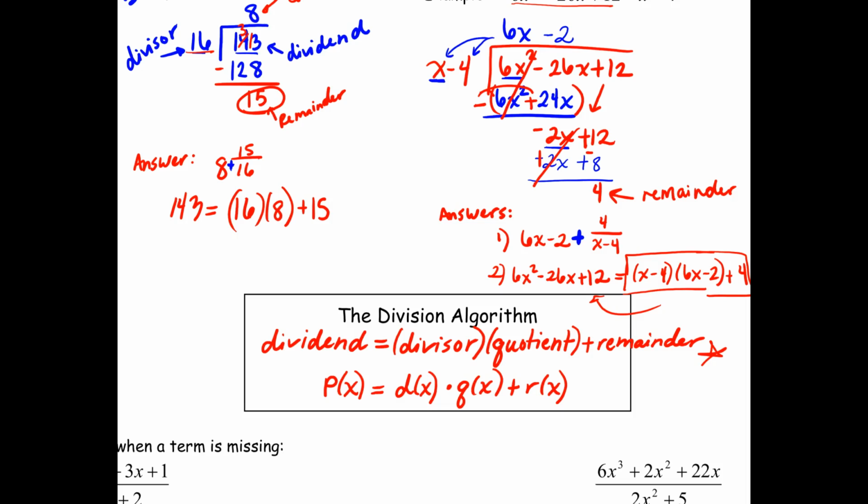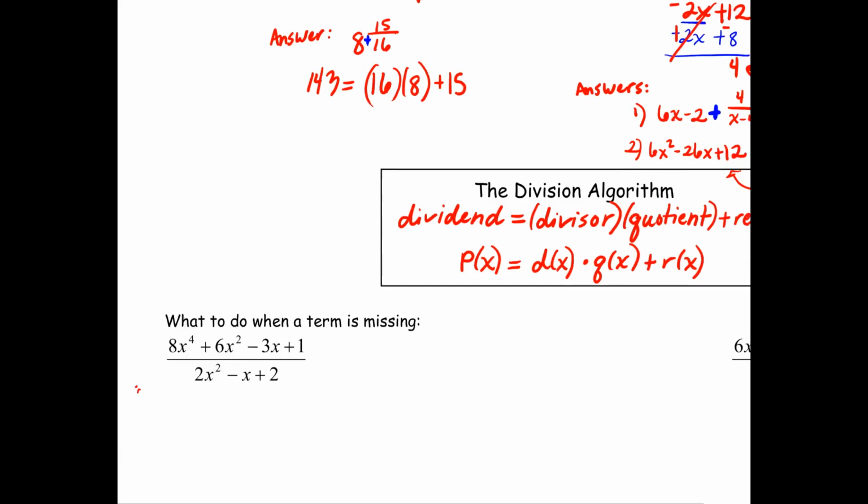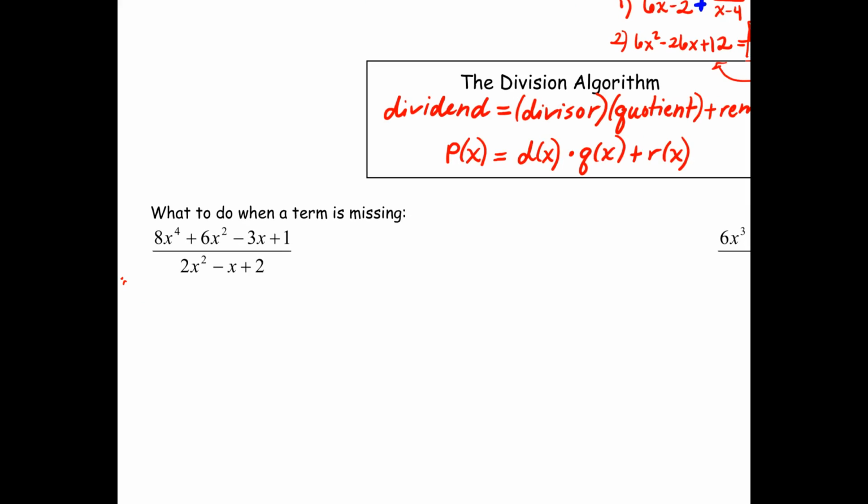Okay, let's try one where you might have some terms missing. So what do you do when a term is missing? Well, first of all, look at this division problem. Where is the term missing? Do you guys see a term that's missing? The x to the, well, we have an x to the fourth. It's the x cubed. Yeah, sometimes those are tricky and you don't always see them. So what we do when a term is missing is you just add it in as a placeholder, 0x cubed, just so you don't get lost in your work.